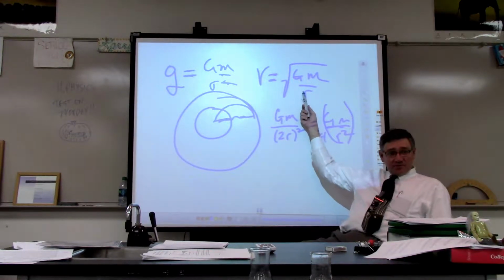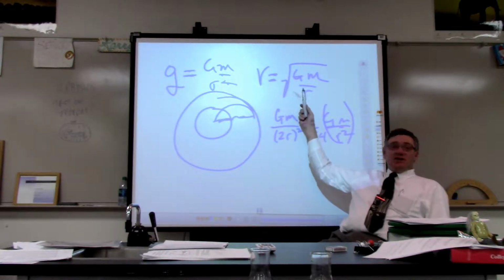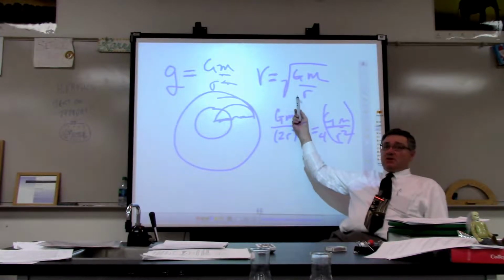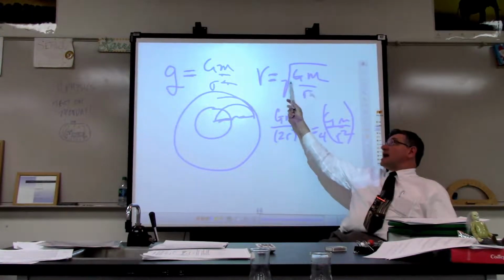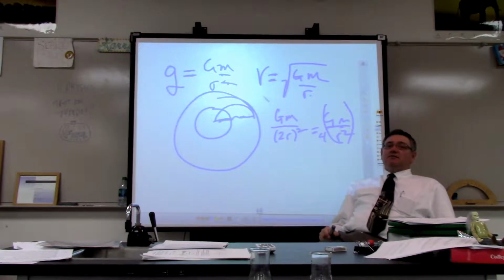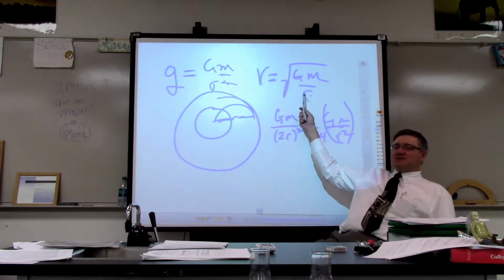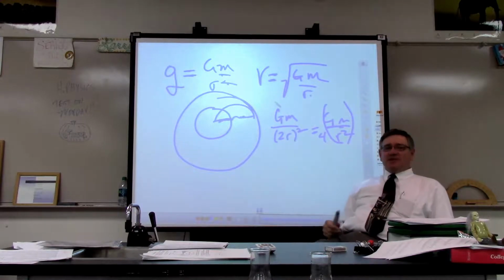Now, let's talk about this one. With this one, if I double the radius, just generally, what's going to happen to the velocity of the satellite? If I make the radius bigger, what's going to happen to the velocity?